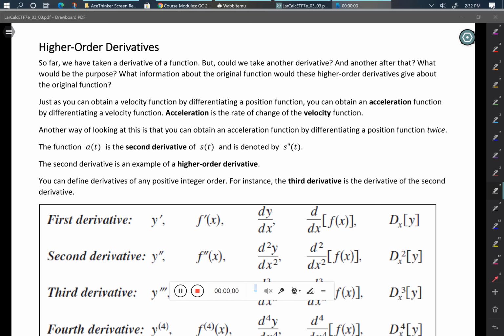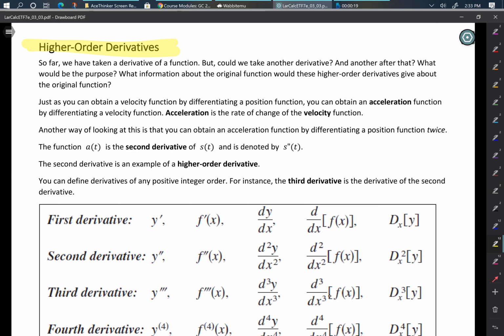All right, so welcome back for what I'm hoping is the final part of section 3.3. This is part 5. And in part 5, we're going to take a look at the idea of higher order derivatives. All right, so far we've taken the derivative function, but could we take another derivative and another and another and another?